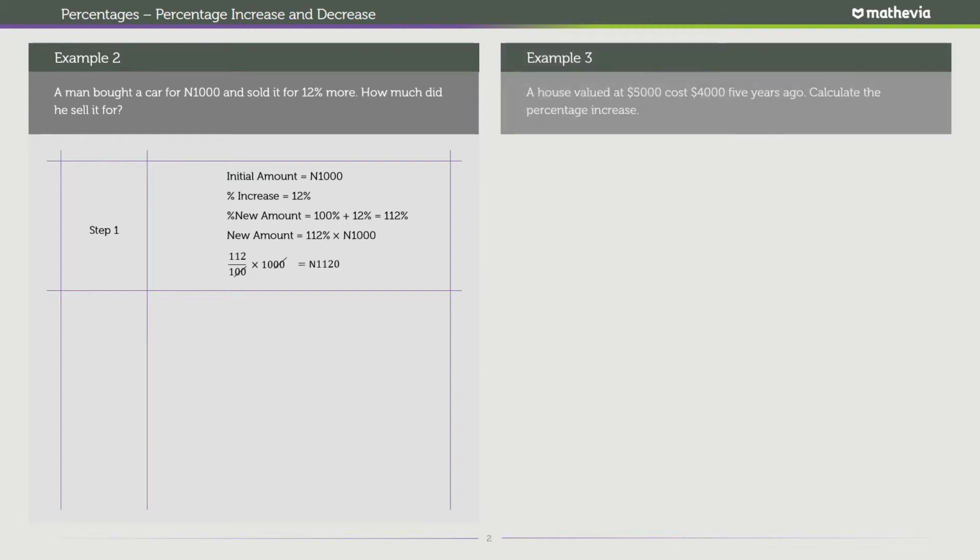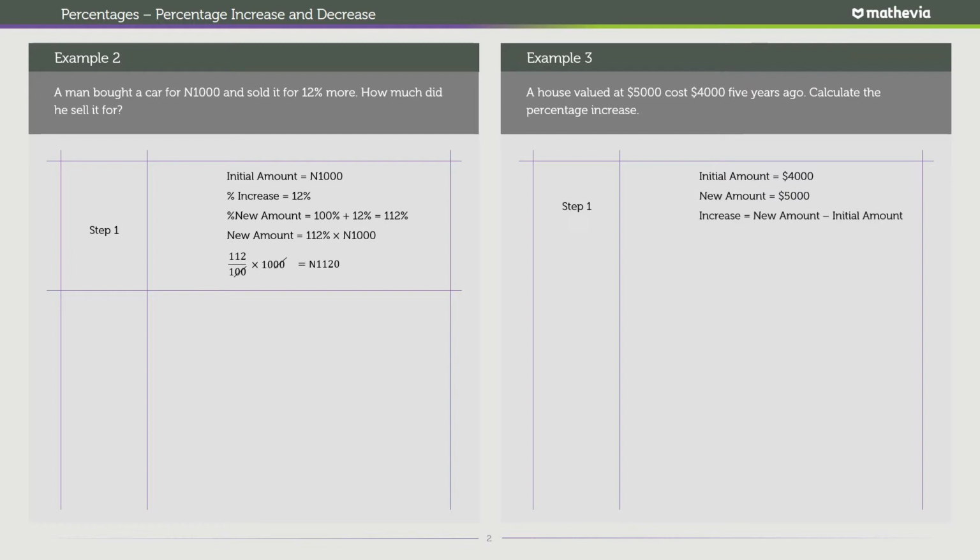Very simple. Another one: a house valued at $5,000 cost $4,000 5 years ago. Calculate the percentage increase. So we're given the initial amount and the final amount, and we're looking to find the percentage increase. Now, to do that, we need to find the increase. So, initial amount 4,000, new amount 5,000. The increase would be the new amount minus the initial amount. So, the increase is $1,000.